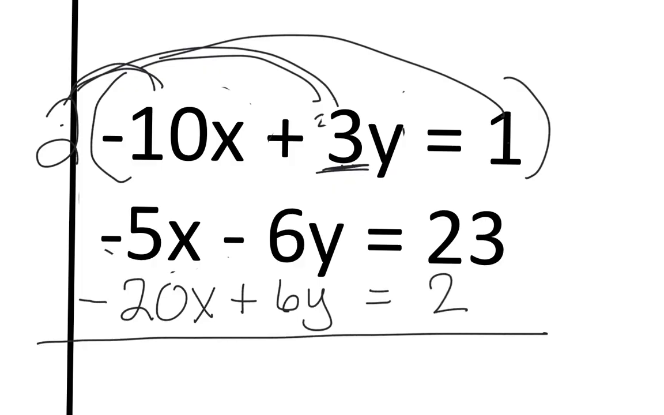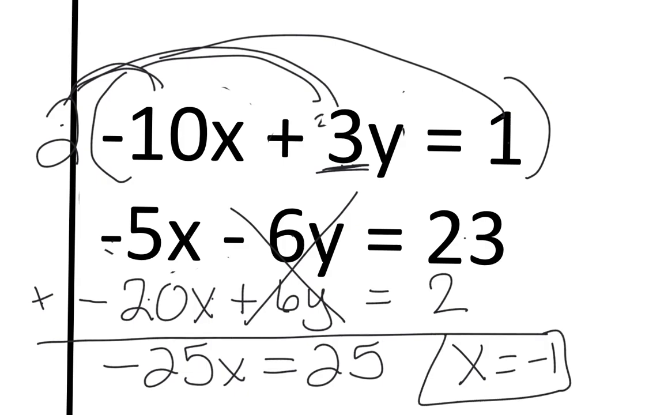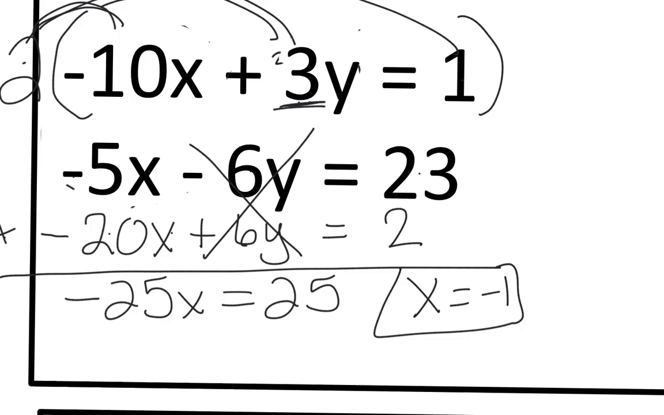All right, so now we're going to add these together. Negative 5x plus negative 20x is negative 25x. Negative 6 plus 6, they canceled out. And then 23 plus 2 is 25. So x would be negative 1, okay? Because our goal is to solve for one variable. So now I know that x is negative 1.